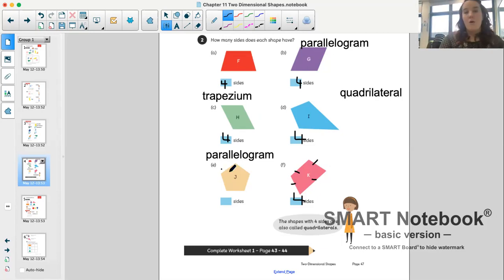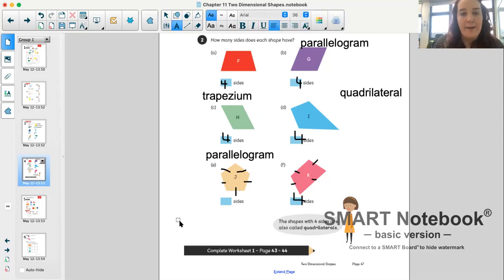Now this one, 1, 2, 3, 4, 5 sides. What do we hold with our 5 fingers? A pen. So it's a pentagon. Let me show you how to spell it. Pentagon. Okay, we are going to be working on pages 43 and 44 of worksheet 1.